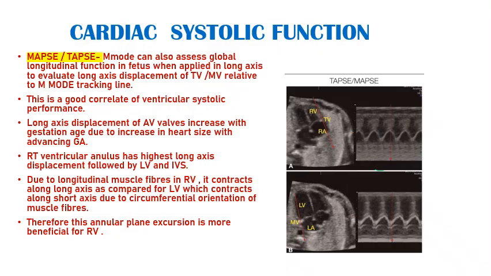The right ventricular annulus has the highest long axis displacement, followed by the LV and then the IVS. Due to longitudinal muscle fibers in the RV, it contracts along the long axis, as compared to the LV, which contracts along the short axis due to the circumferential orientation of muscle fibers. Therefore, this annular plane excursion is more beneficial for the right ventricle.